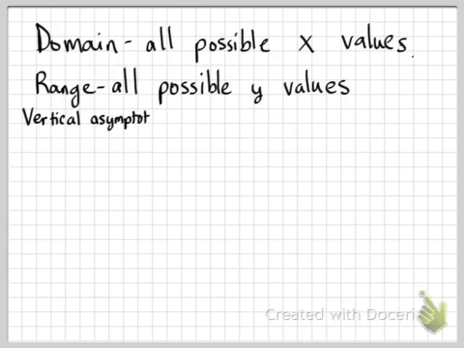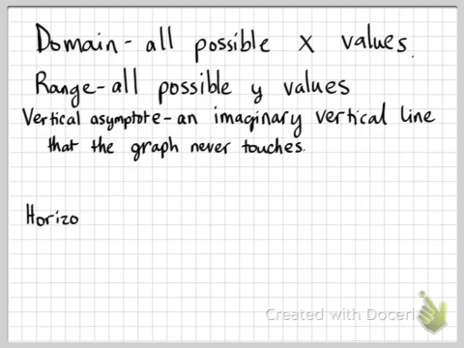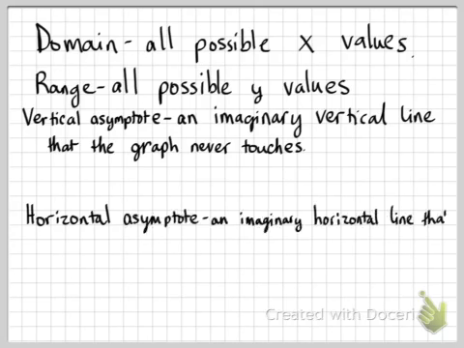A vertical asymptote is an imaginary vertical line that the graph never touches, and it's usually written as that dotted line. That's the de facto way to notate a line that doesn't exist, is to do it as a dotted line so that readers of your work can know that it's not there. Now, a horizontal asymptote is simply an imaginary horizontal line that the graph is never going to touch.